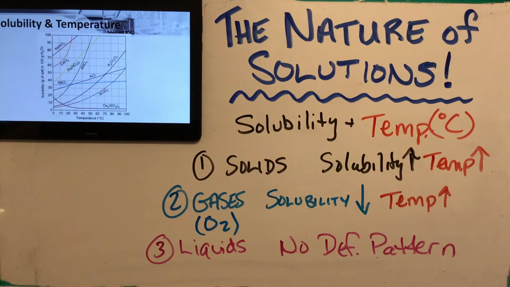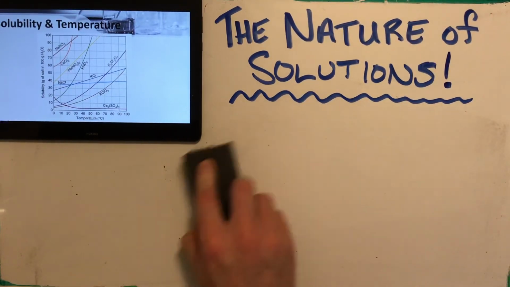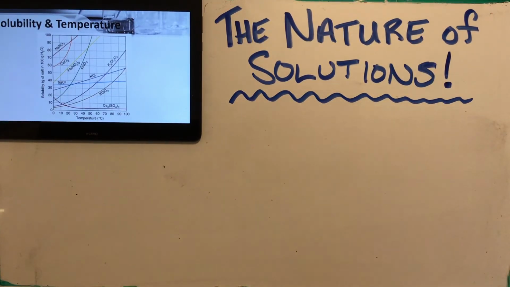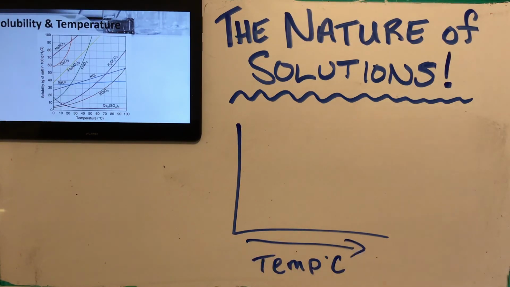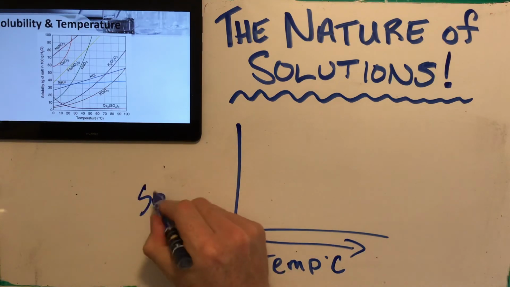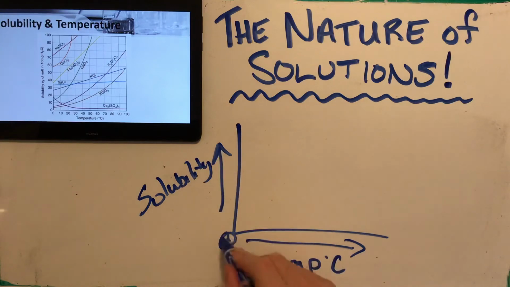So here's a graph, and this graph shows the temperature along the bottom. I'm going to do this graph very quickly. So our graph is set up like this, and we have temperature here, in degrees Celsius, and the temperature increases as we go that way. And over here we have the solubility, and solubility increases as we go up from 0. So our solid will be done in black.